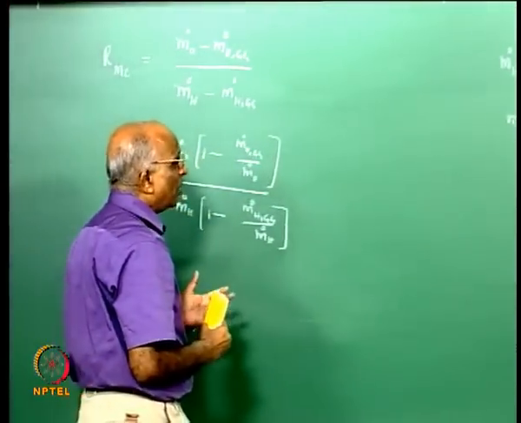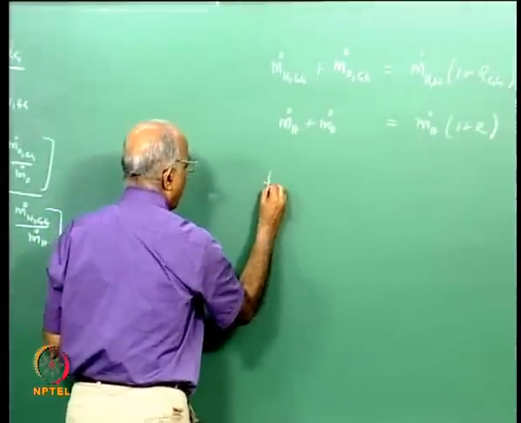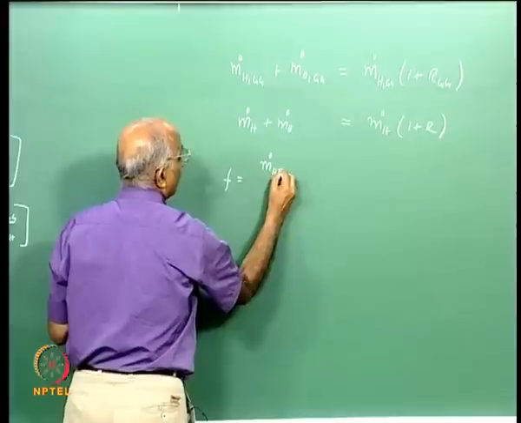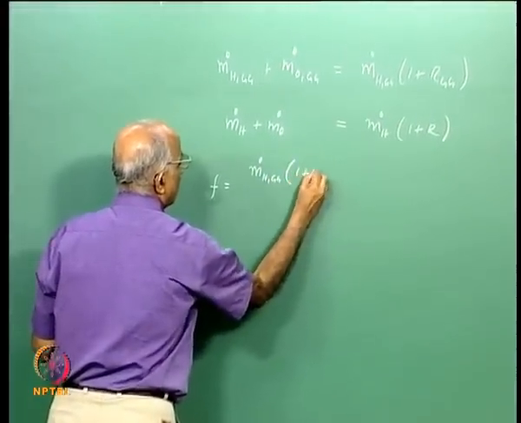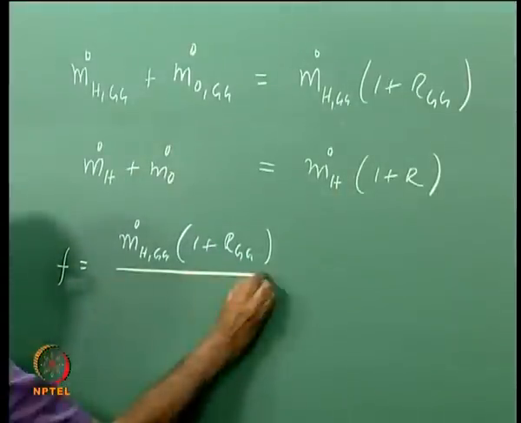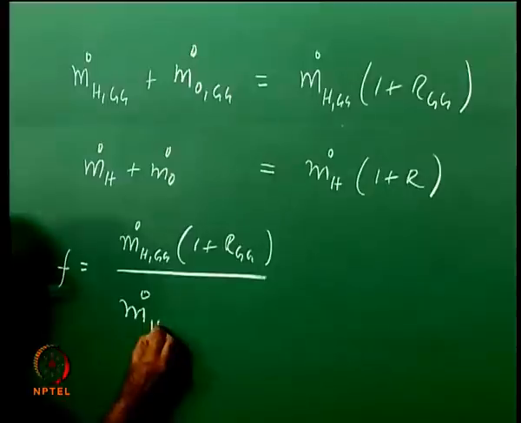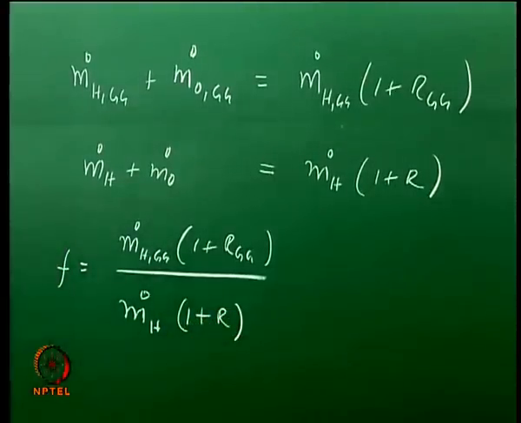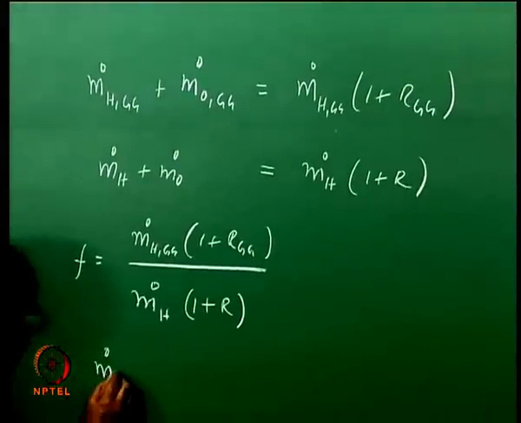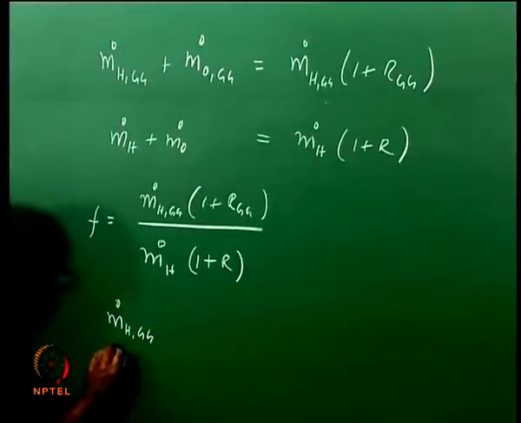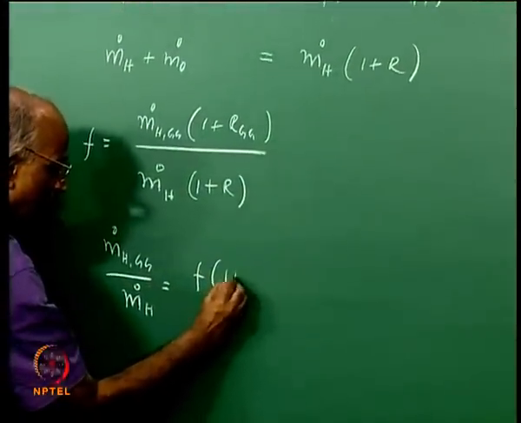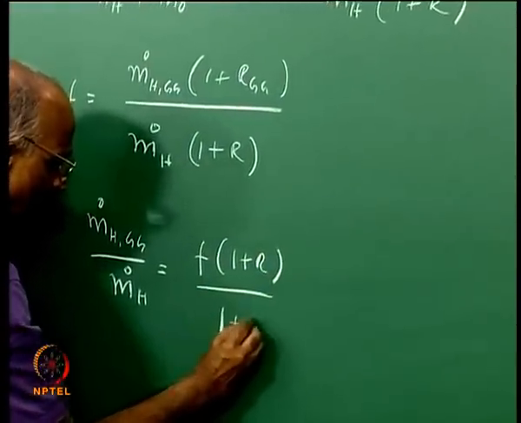And now we can say what the fraction F is. Fraction F is equal to m dot H through the Gg into 1 plus R Gg, divided by m dot H through the main engine into 1 plus R. Please try to check whether things are going all right. From this I get m dot H through the Gg divided by m dot H is equal to F into 1 plus R divided by 1 plus R Gg.